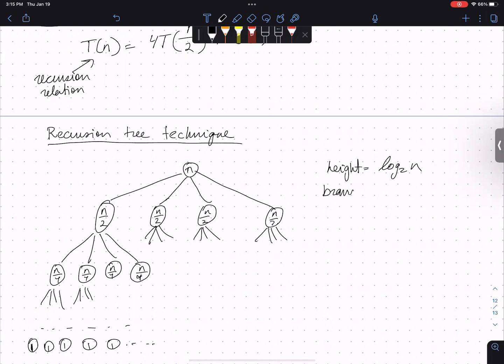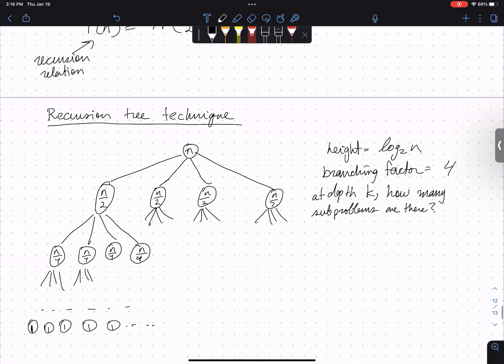Then what is the branching factor in this tree? In other words, how many children does every node have? 4. Now we get a little more interesting. So at depth k, how many subproblems are there? At depth k, so the top level we'll say is k equals 0, the next one is k equals 1, the next one is k equals 2, and so on. Yeah, 4 to the k.